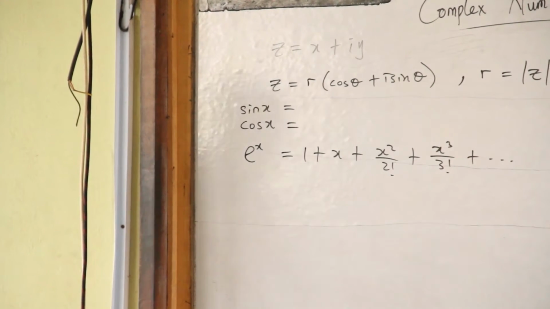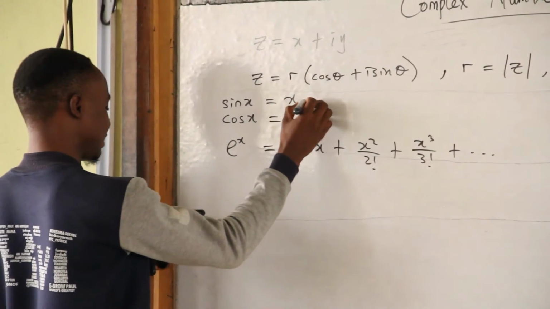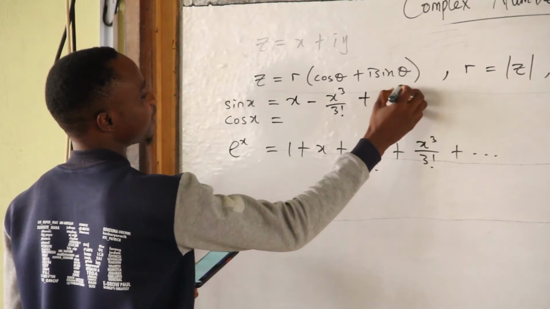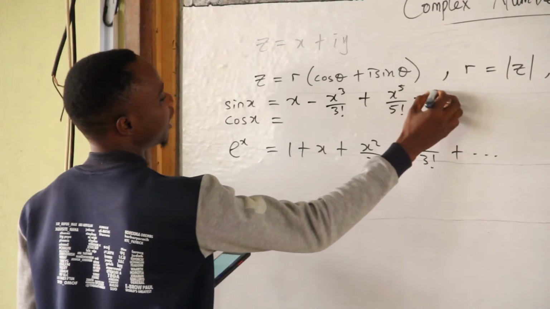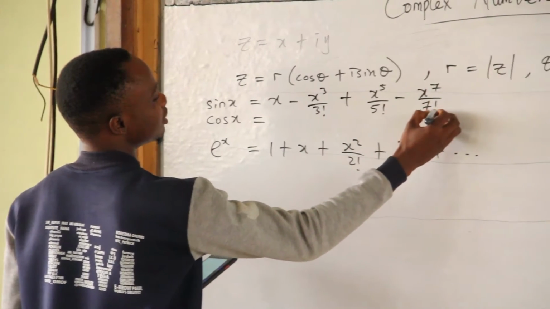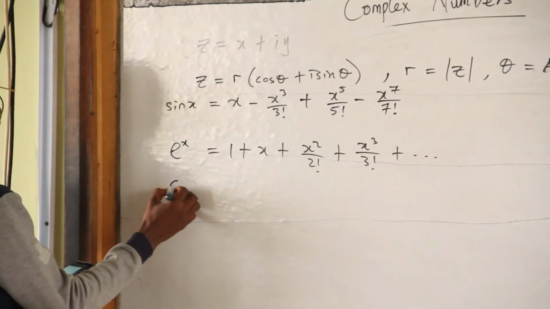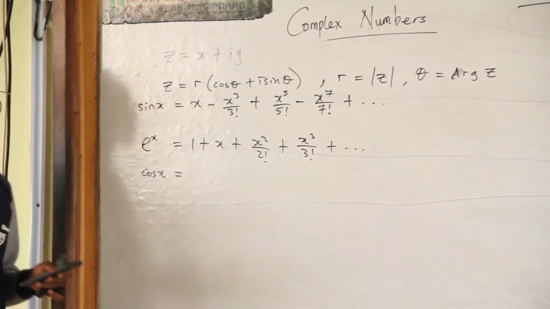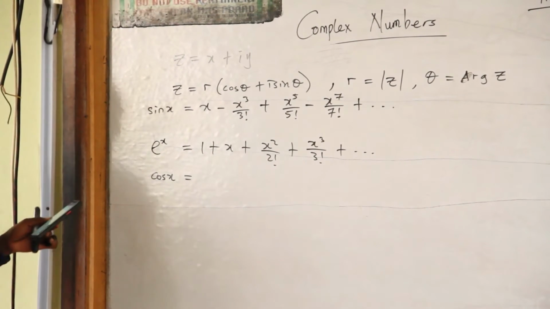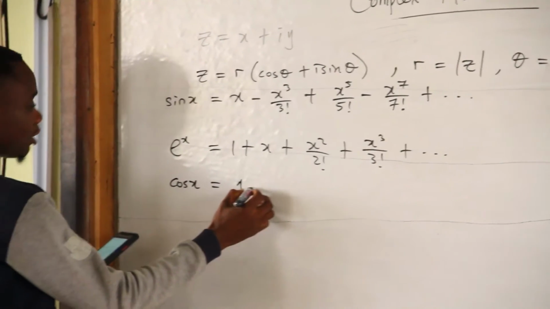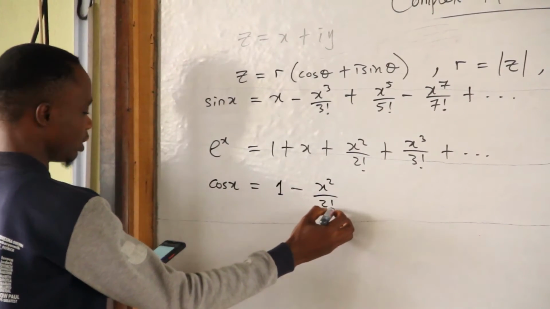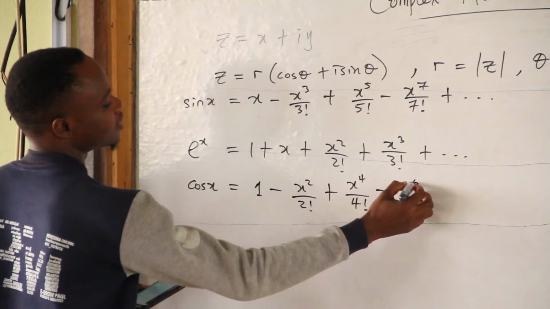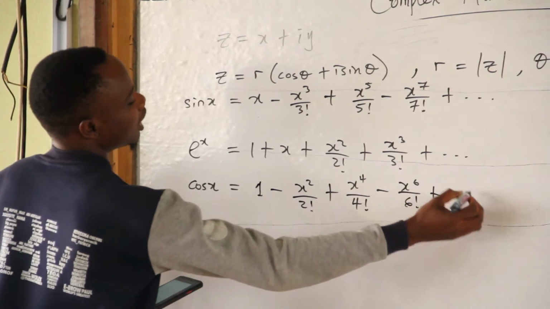For sin x, we have x minus x cubed over 3 factorial plus x power 5 over 5 factorial minus x power 7 over 7 factorial and so on. And for cos x, we're going to have 1 minus x squared over 2 factorial plus x power 4 over 4 factorial minus x power 6 over 6 factorial and so on and so forth.